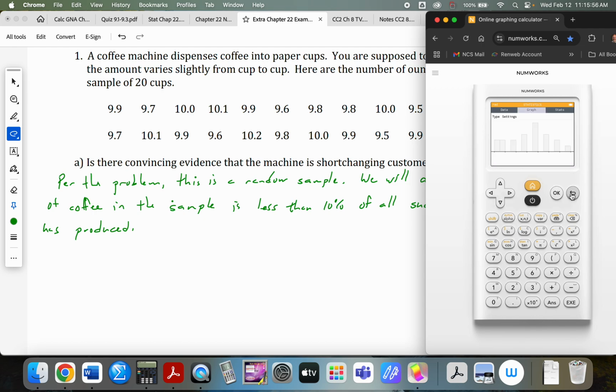All right. So it's probably my data someplace. 9.9, 9.7, 10, 10.1, 9.9, 9.6, 9.8, 9.8. So far, so good. 10, 9.5, 9.7, 10.1, 9.9, 9.6, 10.2, 9.8, 10, 9.9, 9.5, 9.9. That's weird. I don't know.